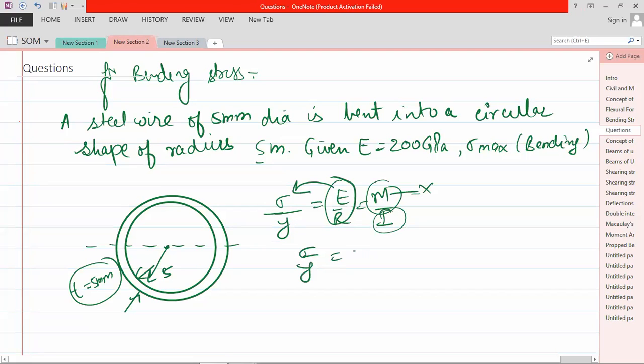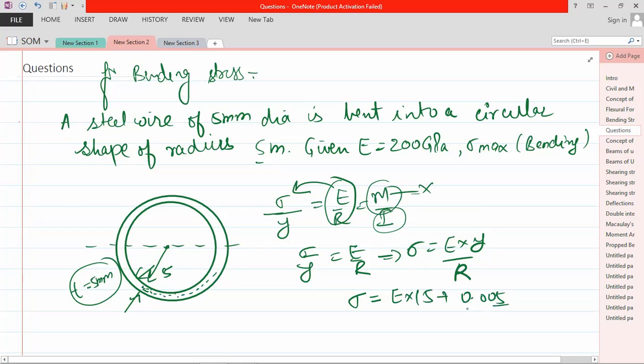So, you have to go with these two equations because you know E. Sigma by y is equal to E by R, that is sigma equals E into y by R. Now, the radius is given 5 meter. If you write it like this, sigma is equal to E into y by R, where R should be for the neutral plane. It should not be 5, it should be 5 plus 0.005 by 2, this value up to the neutral plane.